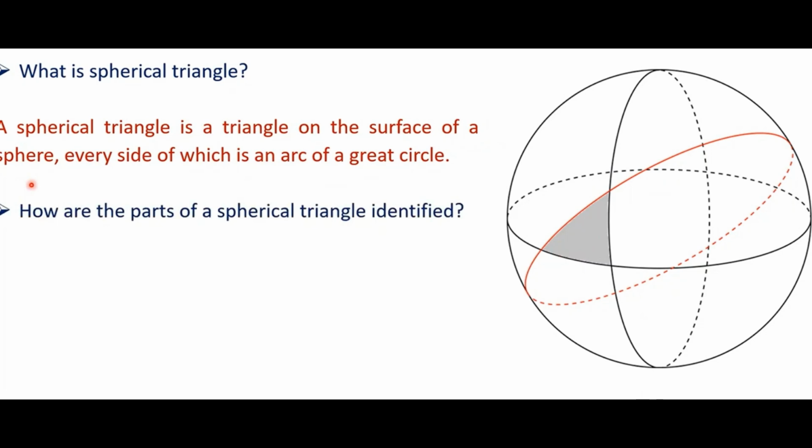Now, since it's a triangle, it has 6 parts. It has 3 angles at the vertices, and it has 3 sides. So how are these parts of the spherical triangle identified? The names of the vertices indicate the name of the angles at the vertices, and they are represented by capital alphabets. For example, in our case, if you see on the screen, you have X, Y, and Z, which are the vertices of the spherical triangle. And obviously, the angle at this vertex is referred to as angle X, angle Y, and angle Z.